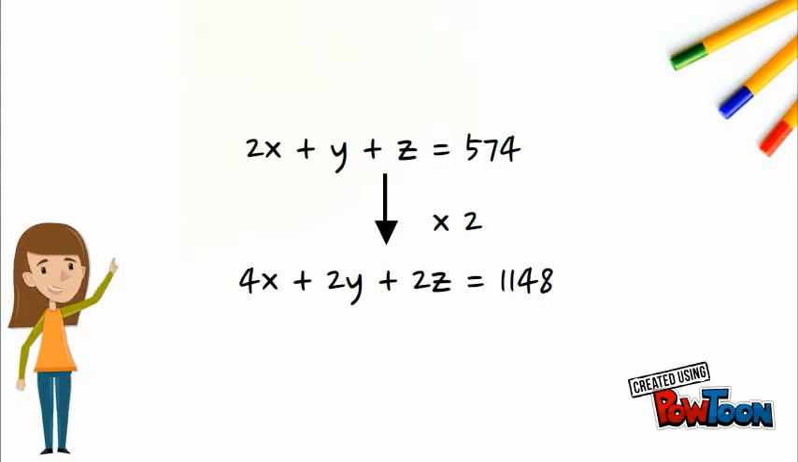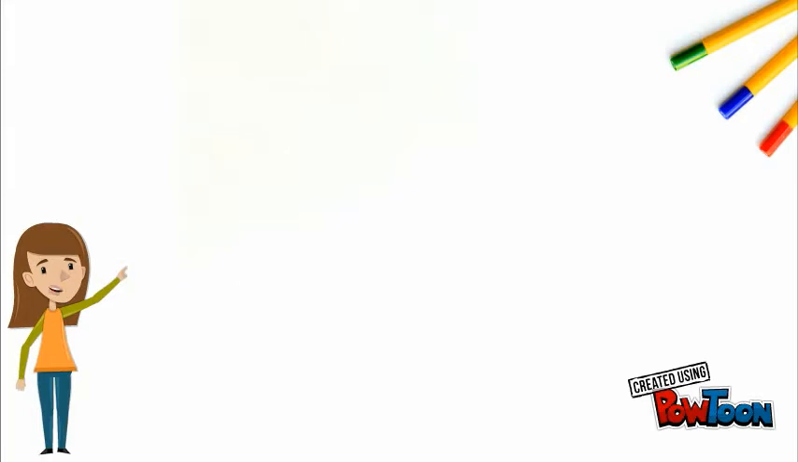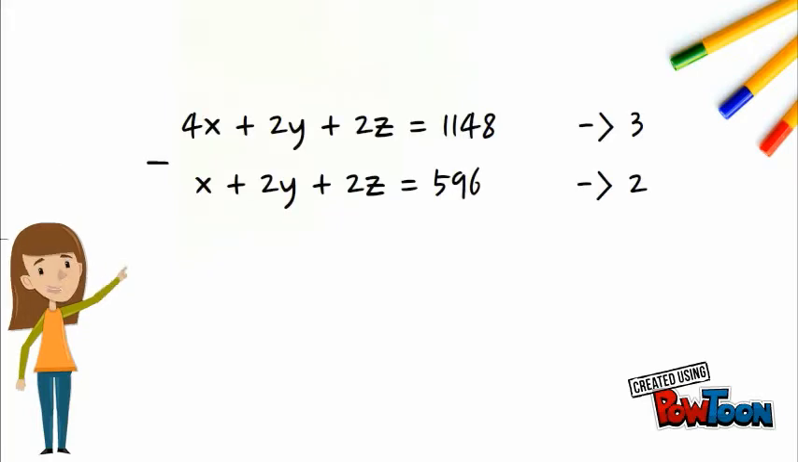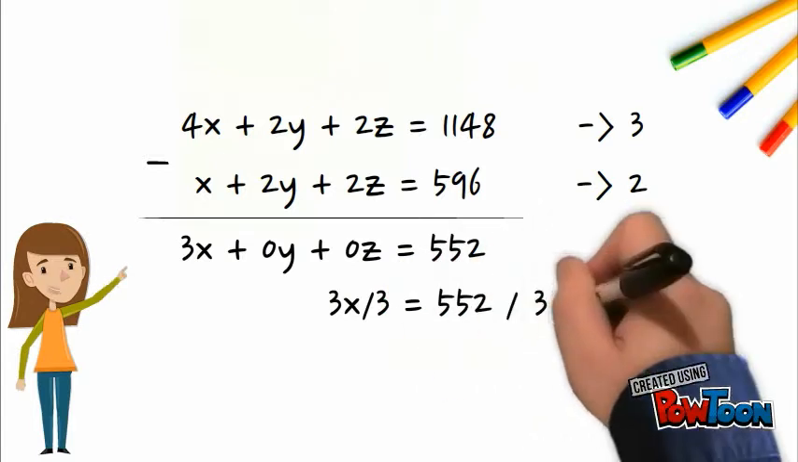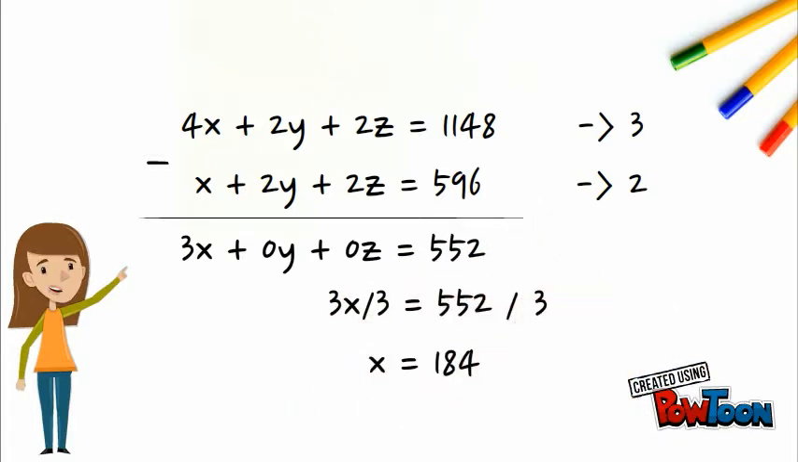1148. Like what we did on the first and second equation, we will have to compare the third and second equation by putting the third equation on the top and the second equation below and subtracting the coefficients and the constant itself. And now we will have a result of 3x plus 0y plus 0z is equal to 552. And now we are left with 3x is equal to 552.